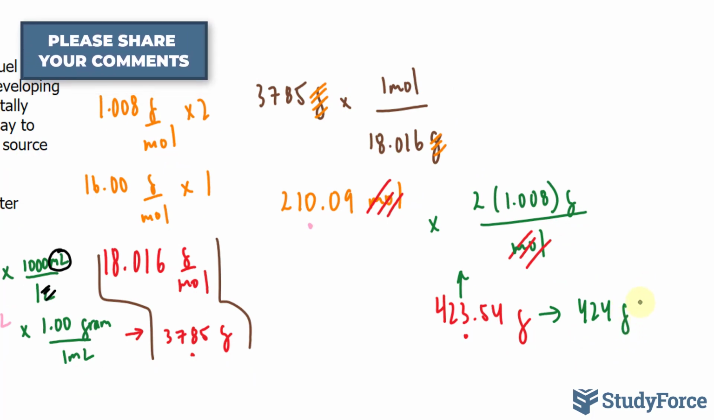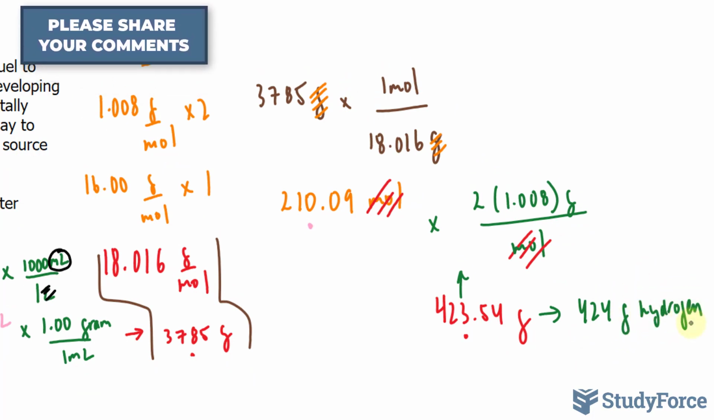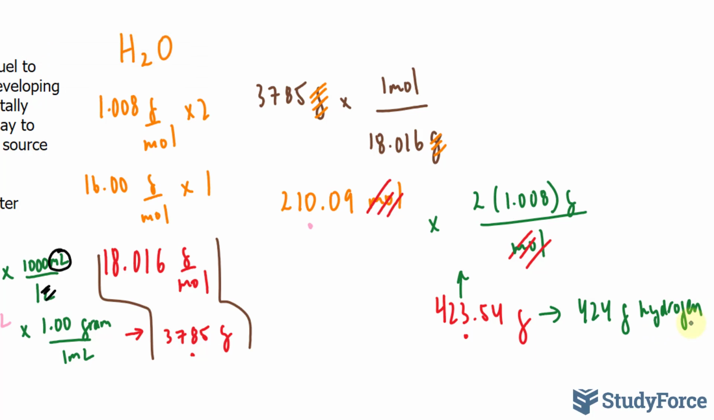424 grams of hydrogen. Now, another way you could have figured this out was to find the percentage of hydrogen and multiply that percentage of hydrogen with the moles that you found for the water, and then convert that back into grams.